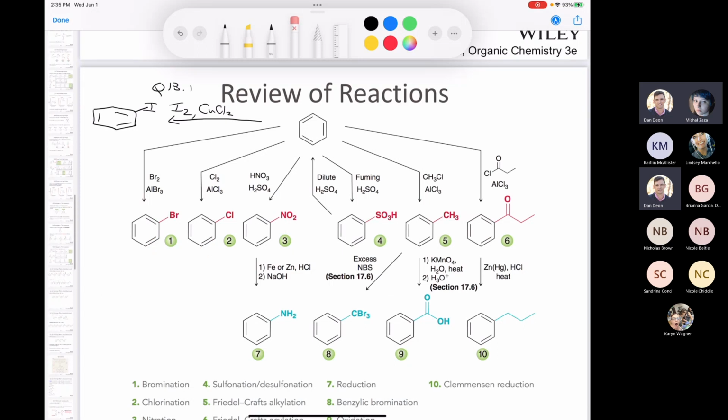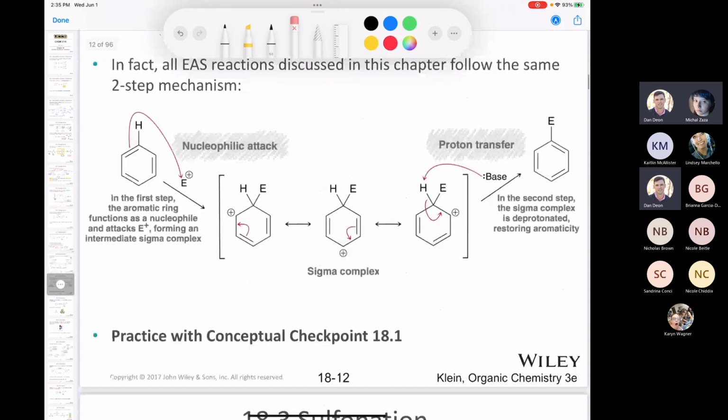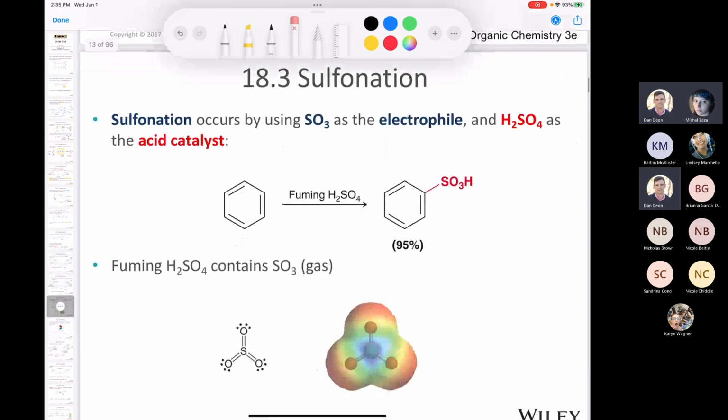So let's go all the way back to the top. It's a long way to the top, right? Anyhow, so where were we? Somewhere around here, sulfonation. So let's start off with sulfonation.